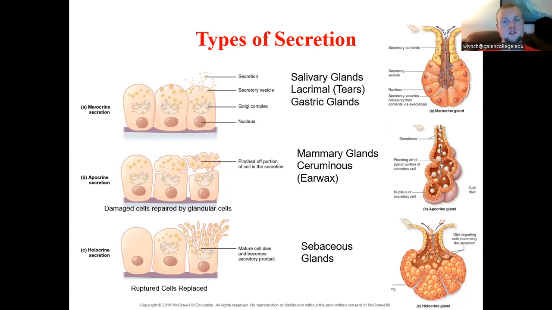So for merocrine secretion, we find this in salivary glands as well as gastric glands. For apocrine, we find this in mammary glands and the ceruminous glands, which produce cerumen, which is earwax. And in the holocrine secretion, we find these in sebaceous glands, which secrete oil onto the top of the skin.